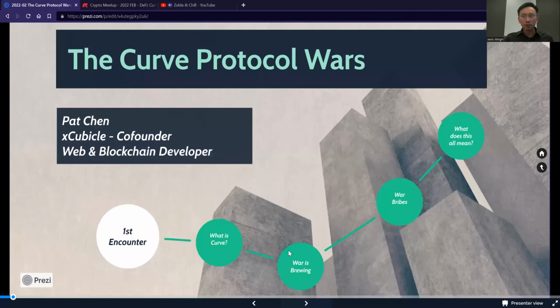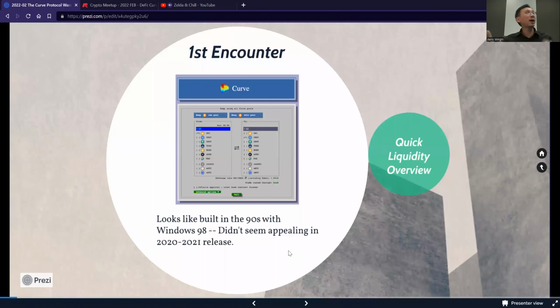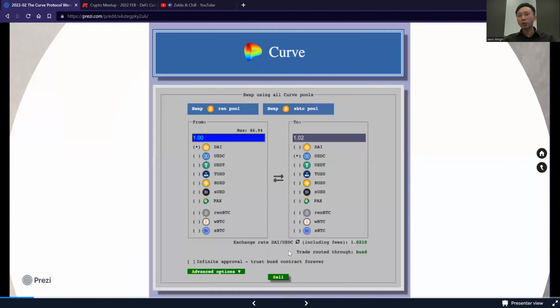So first thing first, when I heard about the Curve project back in, was it 2020? It was not even early, it was just like 1.5 years. It came out in August 2020, if I'm correct. I don't know if that's right. But when I first saw it, I was like, oh, it looks like crap. It literally looks like crap. It looked like it was built in the 90s. It was from the Windows 98 era.